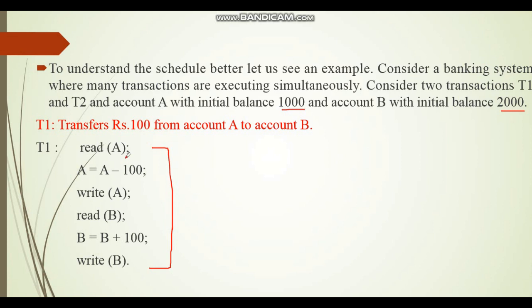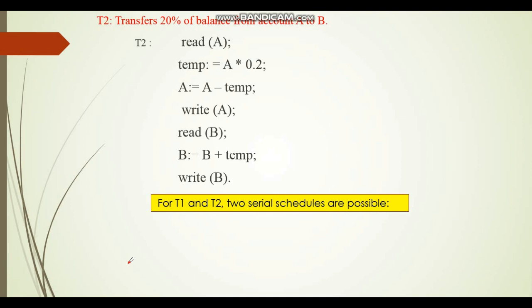Initially it is going to read the balance, then deduct the balance, then write the update. Then again it is going to read the balance of account B, update the balance of account B, then write the balance of B. Next, what is transaction T2 telling? It transfers 20% of the balance from account A to account B. So these are the instructions in transaction T2.